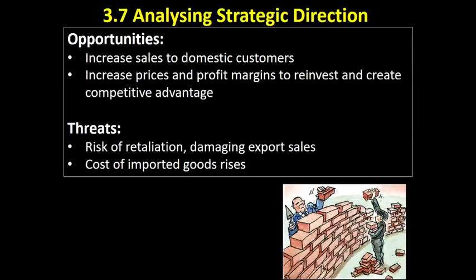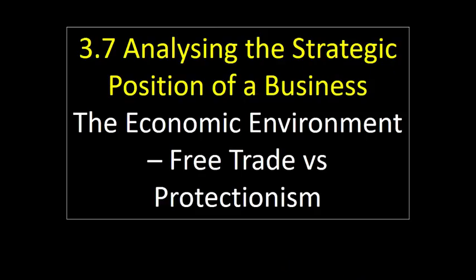And of course the cost of imported goods rises. So if we import some of our raw materials for making American cars from, say, we need electronics to make cars, lots of electronics are made in Japan. Well, if we're not buying Japanese cars, part of this retaliation might be, okay, you can't buy our electronics, and that increases costs of production. Okay, so some opportunities and threats there.